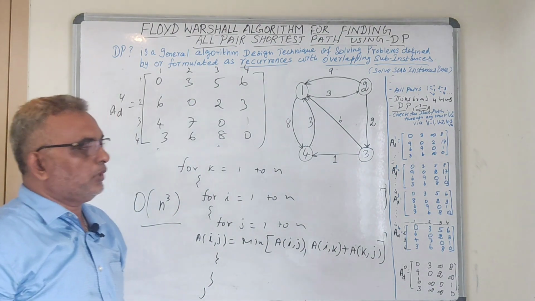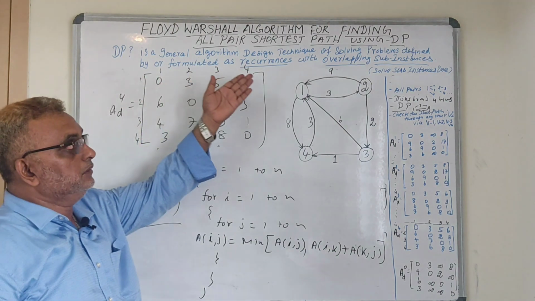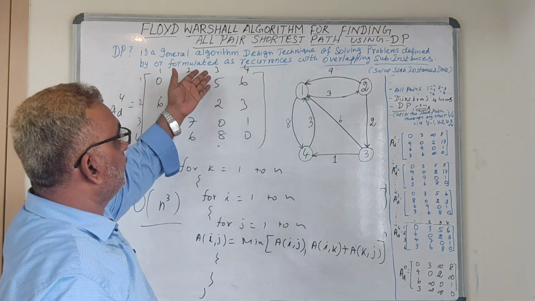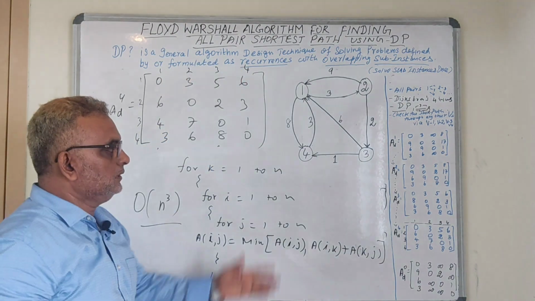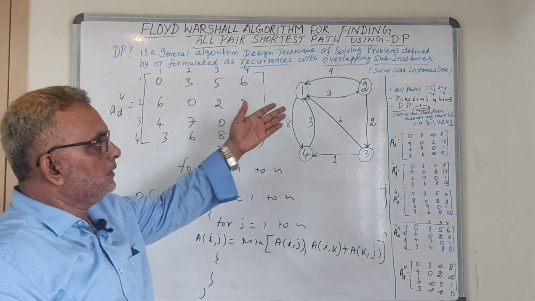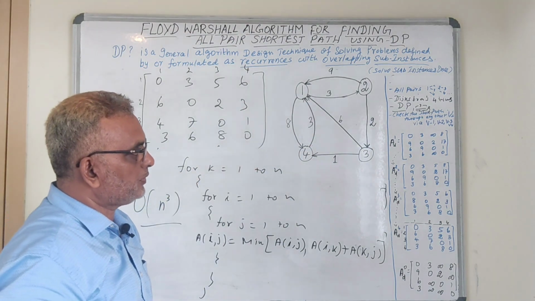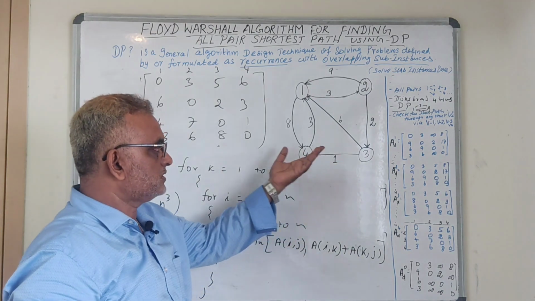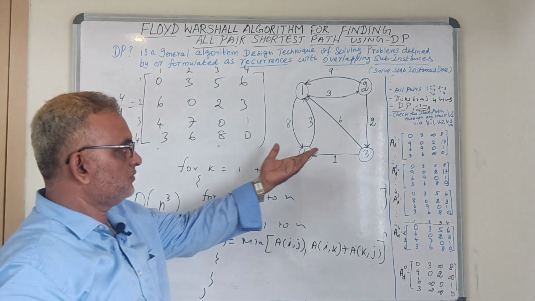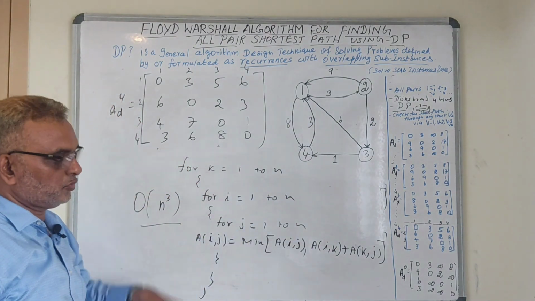I hope you understood the concept. I explained what dynamic programming is and what the all pair shortest path problem is. Then how to solve the single source shortest path using Dijkstra's algorithm, and how to derive this adjacency matrix from the graph, and finally get the solution.